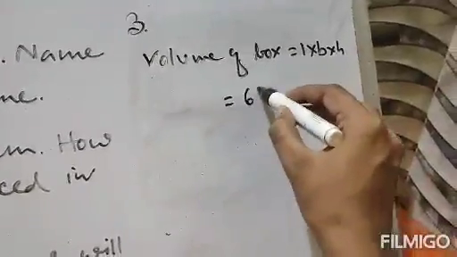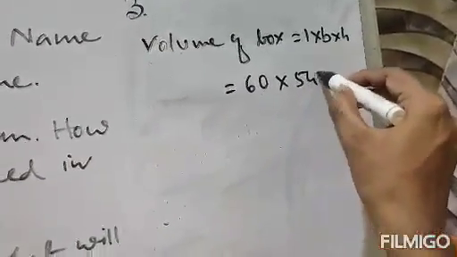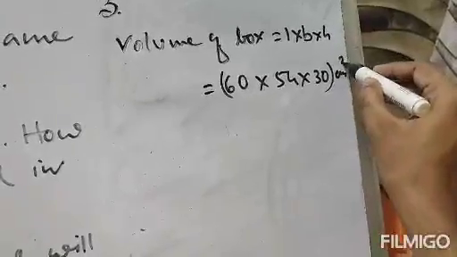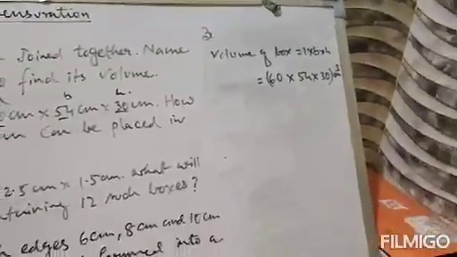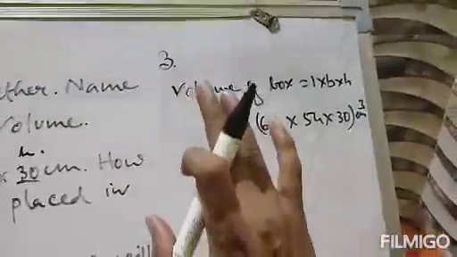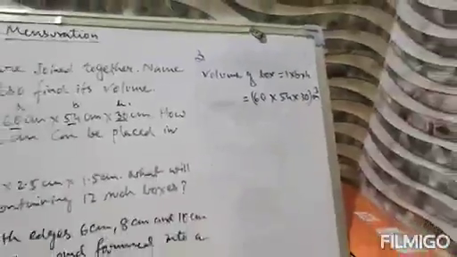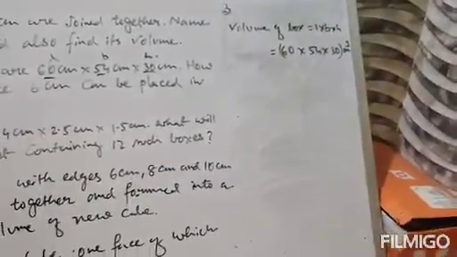So length is 60, breadth is 54, height is 30. So centimeter to the power 3. Clear? That is the volume. No need to calculate, just let it be here. So the volume of the box is 60 into 54 into 30 centimeter to the power 3.